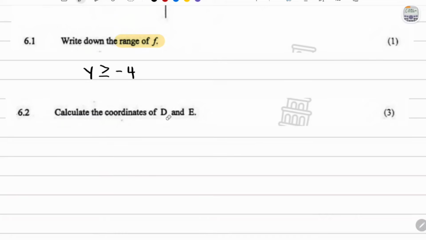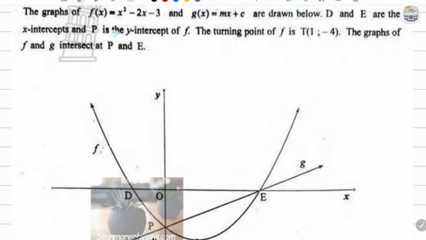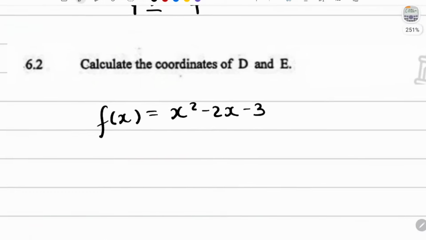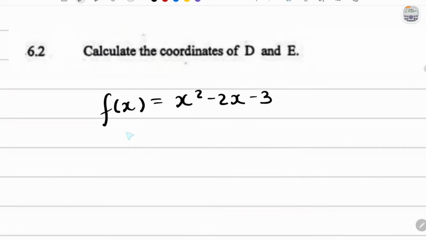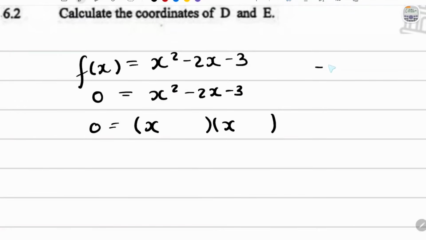Okay, so 6.2 says calculate the coordinates of D and E. Remember, they told us that D and E are the x-intercepts of this graph. Since we already have the equation, we can find the x-intercepts. So this is the equation we have, and these are x-intercepts, so you just have to make y equal to 0. So we have x² − 2x − 3 = 0. Then this is a trinomial. Open up two brackets. x multiplied by x gives you the x². And then we need factors of negative 3 that can give us negative 2. Well, 3 is a prime number, so we can only have 3 and 1. Since the product is negative, one has to be positive and one has to be negative.